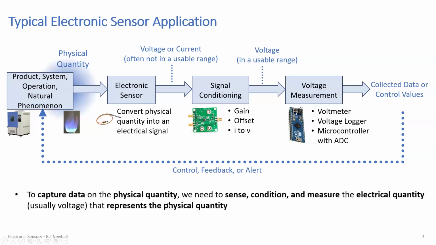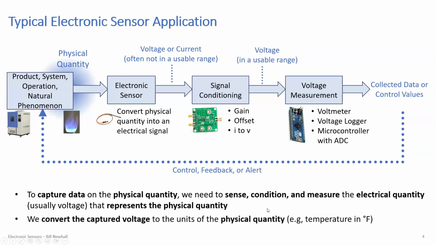Okay, so to capture data on that physical quantity that we want to measure, we need to sense, condition, and measure the electrical quantity, which is usually voltage. And that somehow translates into the physical quantity. So we're going to convert that measured, logged voltage into the units of the physical quantity, right? You may have 50 millivolts is some temperature in degrees Fahrenheit or degrees Celsius. So that's what we're going to talk about here.